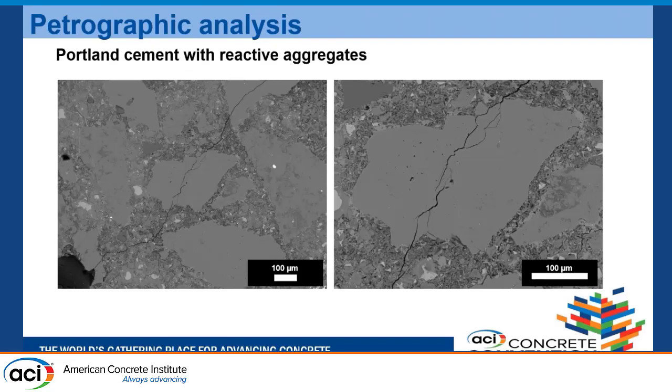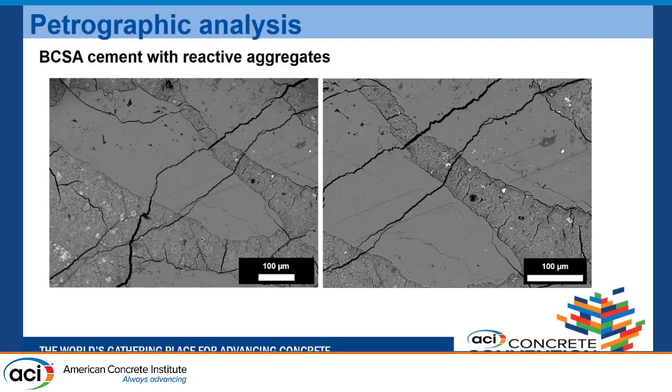Here we see Portland cement with reactive aggregates. Here we can see a proper ASR crack through the aggregate. In terms of just the cracking, it is consistent with what we expect for ASR. And for BCSA cement with reactive aggregates also, you can see that the cracks are through the aggregate and a typical ASR crack.